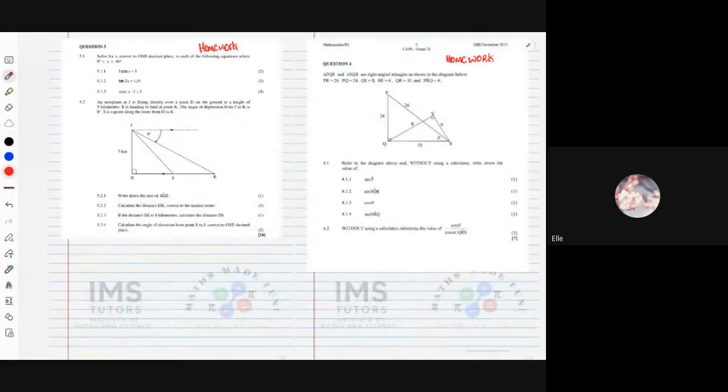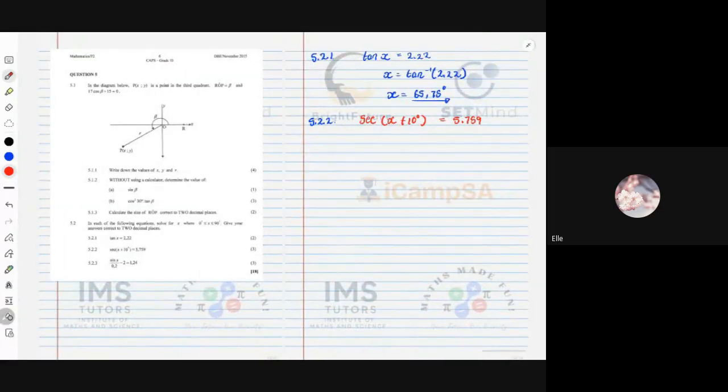So this is essentially 1 over cos of x plus 10 degrees is equal to 5.795. We multiply by that cos on the other side, then we divide with it again. So cos of x plus 10 is equal to 1 over 5.759. X plus 10 degrees is equal to 1 over 5.759.